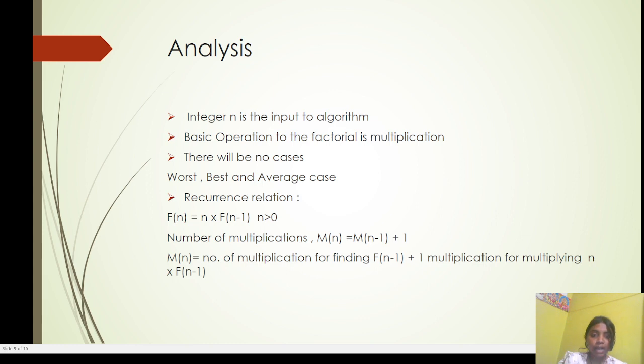The number of multiplications is m of n equals m of n minus 1 plus 1, where m of n minus 1 denotes the number of multiplications for finding the factorial of n minus 1, and the 1 is the multiplication for multiplying n into factorial of n minus 1. See here, n into factorial of n minus 1.